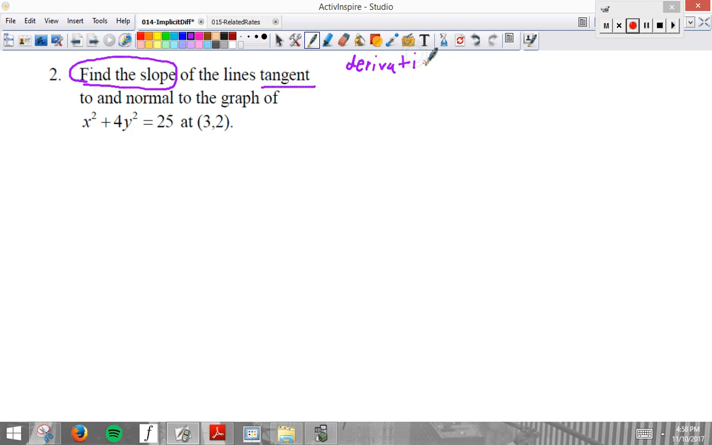Specifically, it means the derivative dy dx. And we have this ugly equation, and instead of solving it, the idea of this lesson is we can use implicit differentiation to just get the derivative without doing a lot of algebra. So here we go. 2x plus 2 times 4, 8y, and now multiply by the hook on dy dx equals the derivative of the other side, 0.